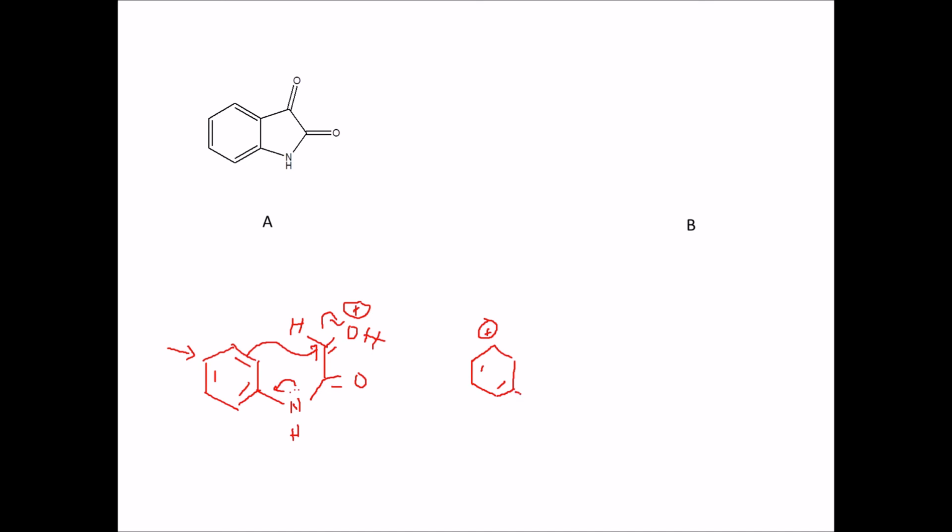So I'll just draw it. So we have hydrogen, C double bond O, OH, right? And we have this attachment. So this is what we are going to get, and then there's this hydrogen also present over here. Okay.